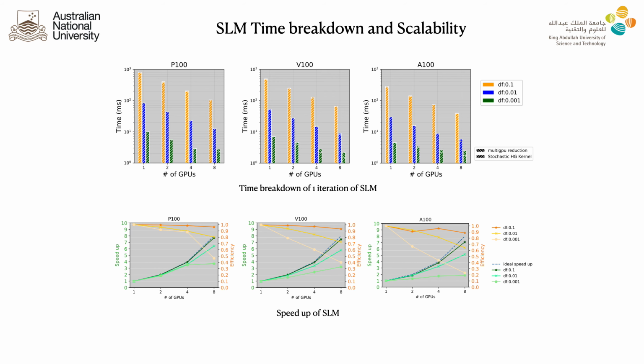Okay, so let's look at the speedup of SLM. We also get a good speedup when the data fraction is large. It's almost the same as the Hessian gradient speedup.